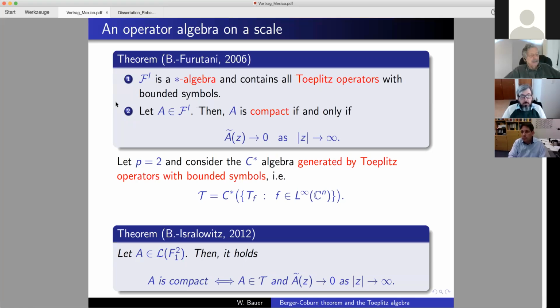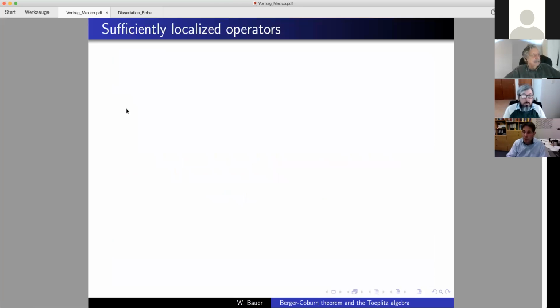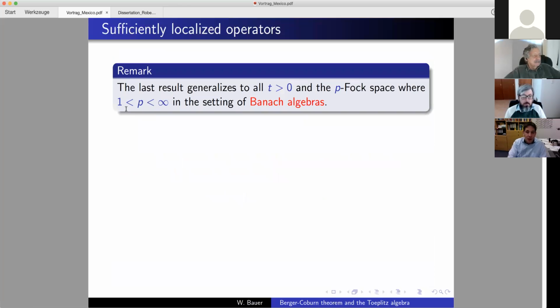This was exactly the example in the Bergman space setting. Yeah, this is also the same thing here. And actually, that operator has distance 1 to all Toeplitz operators. So it's far away from Toeplitz operators. Okay, so this generalizes also to this p-Fock space setting.